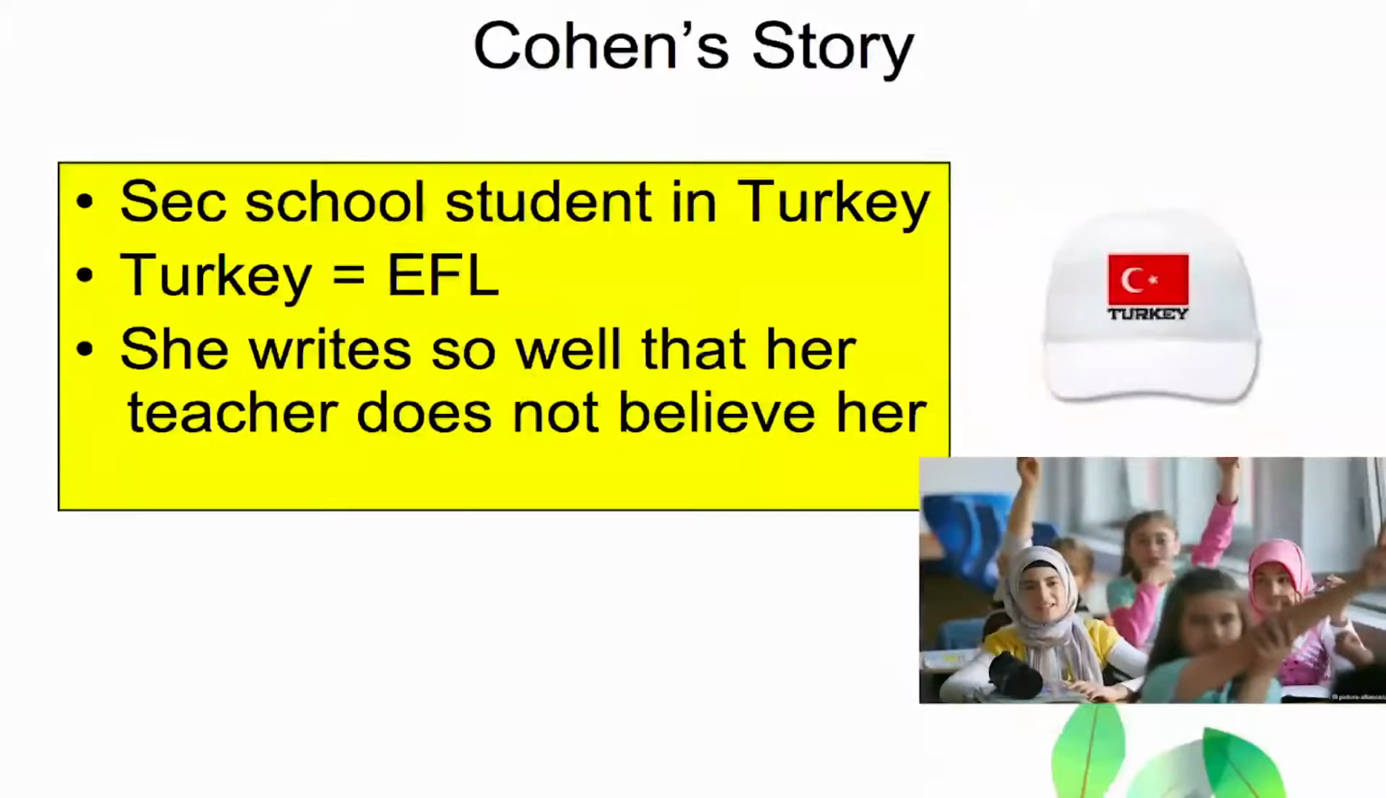Here is a student, a secondary school student. Her name is Cohen. She was a student in Turkey. And Turkey, as you know, English is a foreign language there. Not many people use English. But Cohen is special because she was able to write extremely well. However, because of that, the teacher did not believe her. The teachers thought that she was cheating when she turned in her compositions.